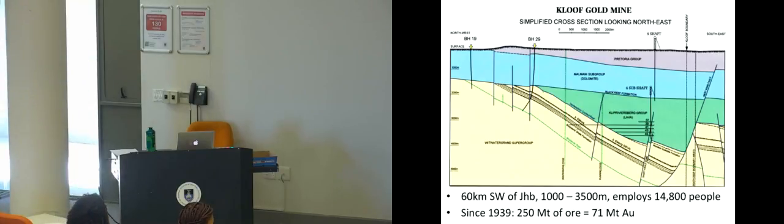And this mine employs nearly 15,000 people. It's been in operation since the late 1930s and has produced over 250 million megatons of ore, which equates to 70 megatons of gold. So it's just an example of kind of just looking in detail at one mine.